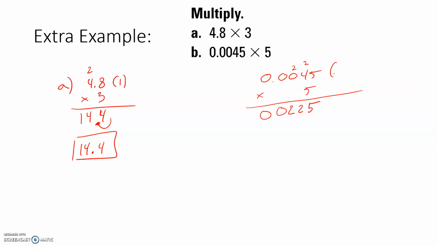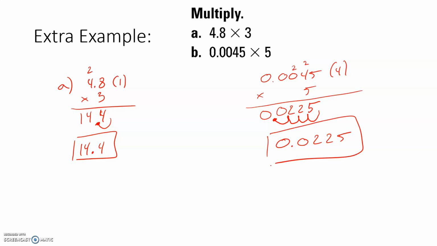All right, now I have 4 numbers to the right of my decimal spot, 4 place values. So I move my decimal spot 4 times. 1, 2, 3, 4. So my answer is 0 and 225 ten-thousandths. All right, go ahead and do the rest on your own.